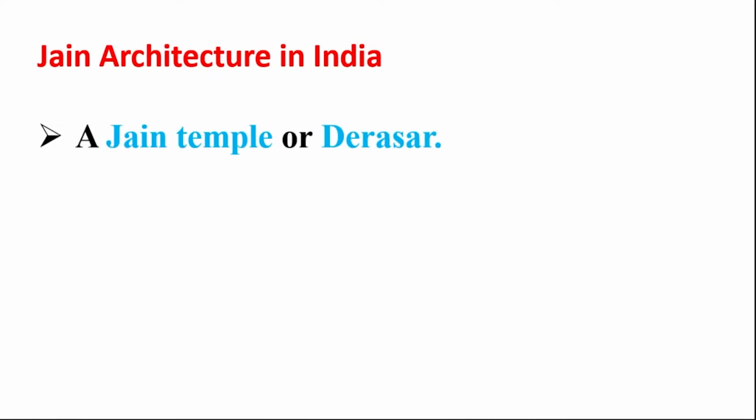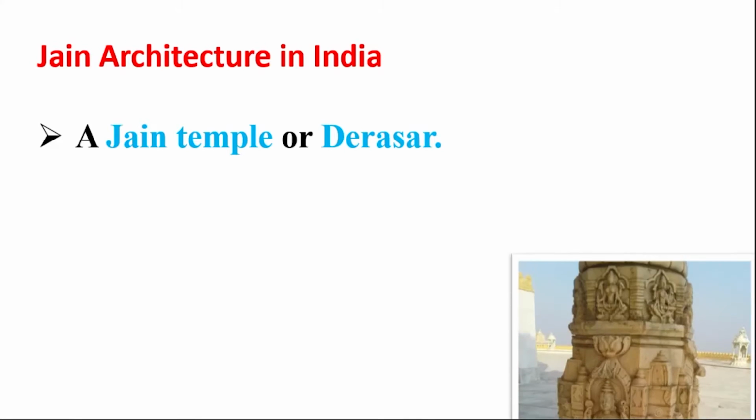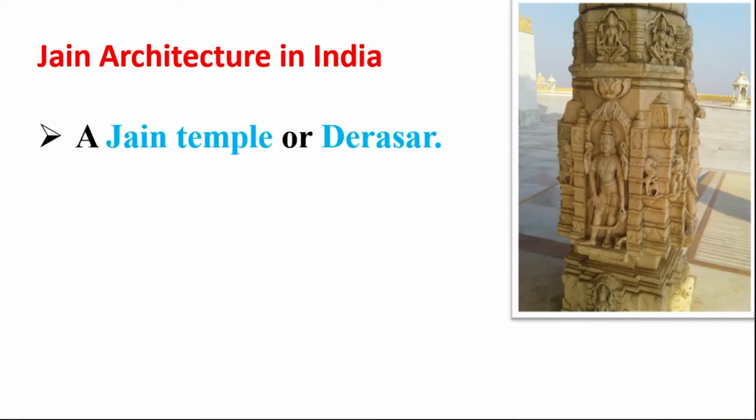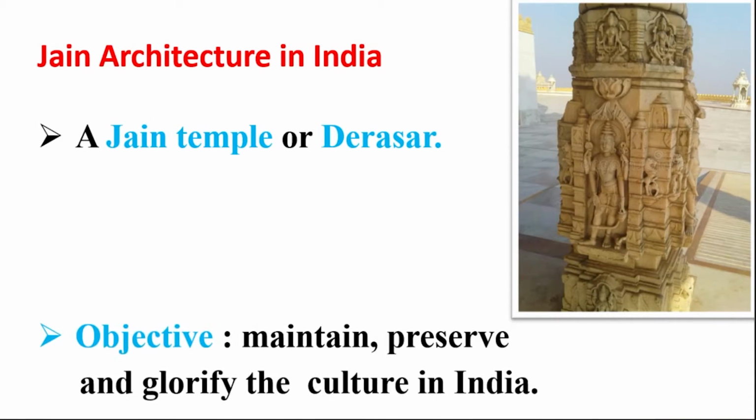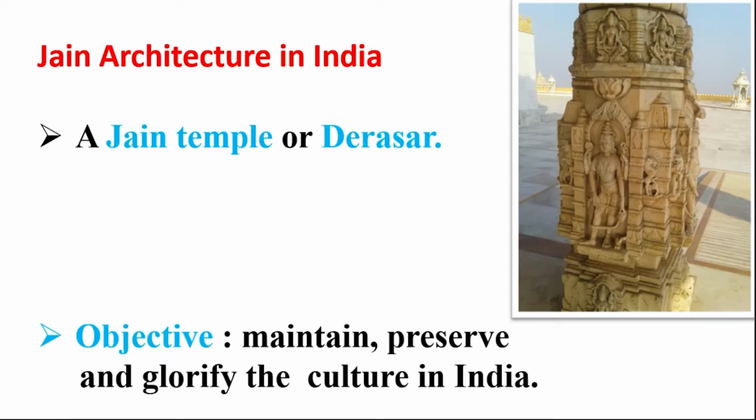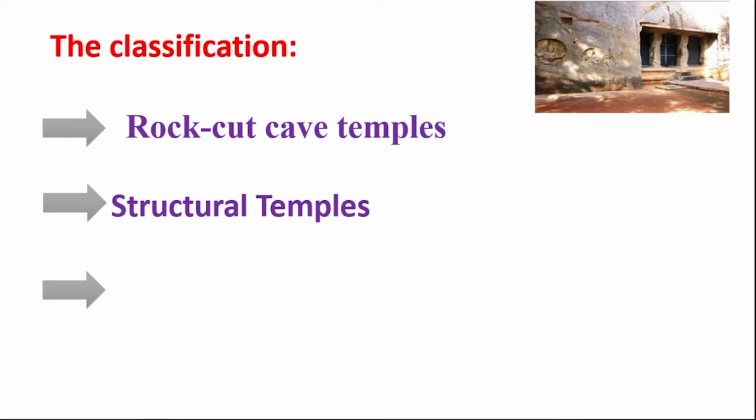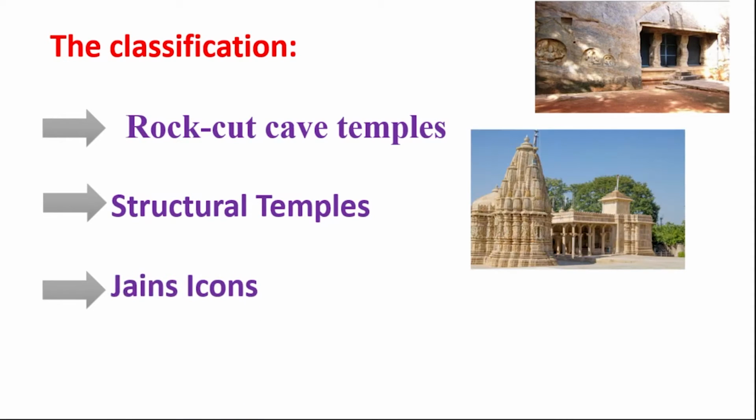The Jain temple or Derasar is the place of worship for Jains and followers of Jainism. The main objective of this architecture is to maintain, preserve and glorify the culture in India. The Jain architecture is classified based on three architectural features. First one is rock cave temples. Second one is structural temples. Third and finally, Jain icons. Let us explain one by one in a brief manner.